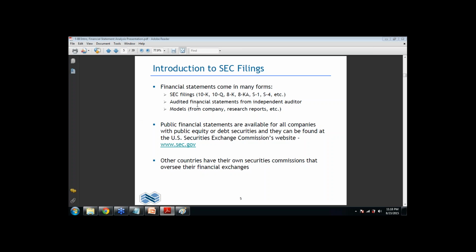We have the audited financial statements from the independent auditor, and then we have different models, for example from the company, research reports, and so on. Whatever statements get generated have to be audited. The public financial statements are available for all companies. There is the US Securities and Exchange Commission, that is sec.gov. You can check this website and get all the information regarding how to generate the different kinds of financial statements and the different formats.